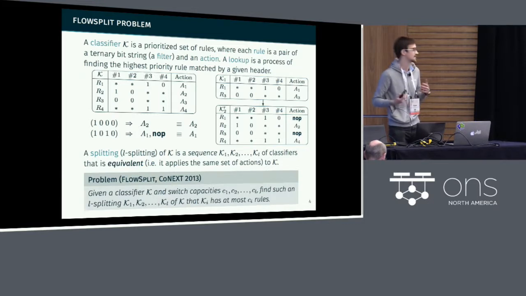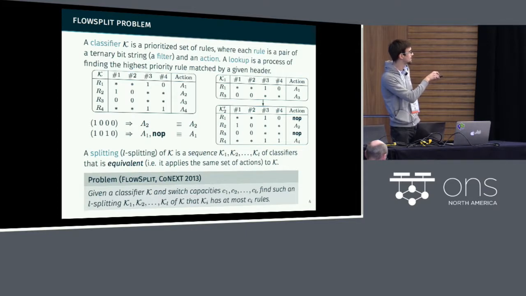And splitting operates basically as follows. It takes a header, matches in the first classifier, applies actions immediately, this is important, then goes to the next classifier, and so on. For example, if we take this header, then it will not be matched in the first part of the splitting. It will be matched somewhere here. And this is the same result as we will get here.